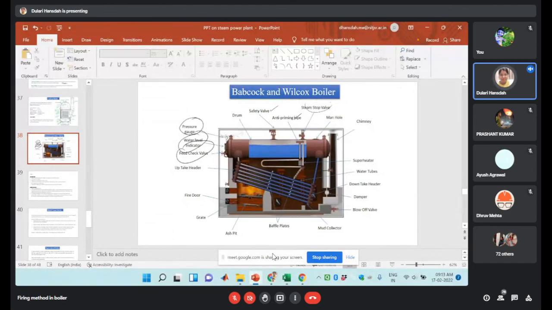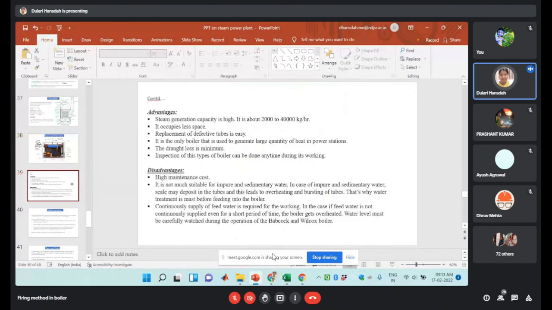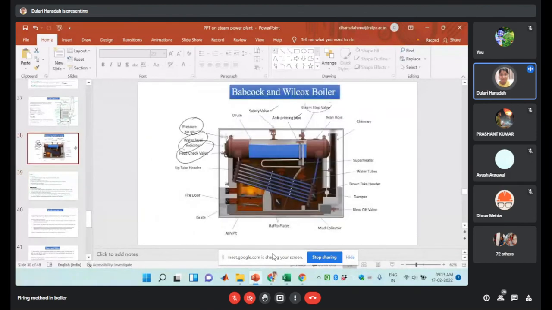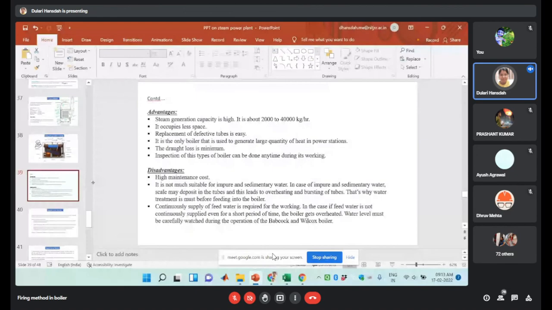Okay, so we will not explain this either because you already know. The Babcock and Wilcox boiler has a heat generation capacity of 2000 to 40,000 kg per hour. So it is also a multi-tube boiler. Okay, so these are the different advantages and disadvantages.